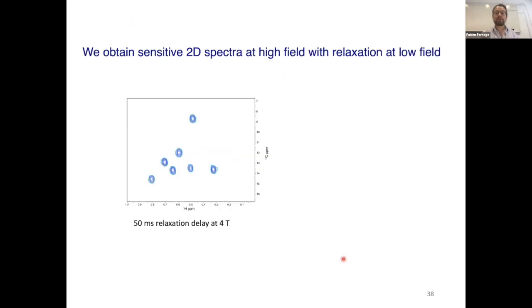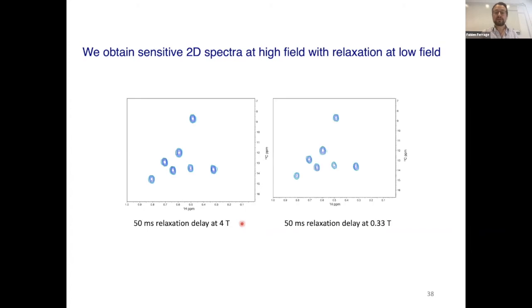So if we run a 2D spectrum, we see this nice resolution, these 7 signals. But this is not a typical HSQC. In this experiment, we had a 50 millisecond relaxation delay at a field of 4 Tesla. We can decrease the field even further, all the way down to 0.3 Tesla. And you can see that we can still record some nice high resolution 2D spectra of good quality. However, here relaxation took place at 0.33 Tesla. So this is a Larmor frequency for proton of 14 megahertz.